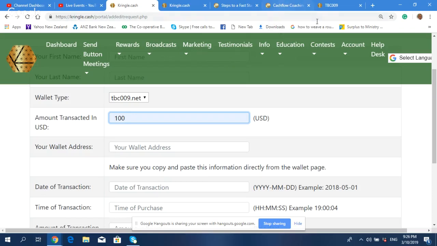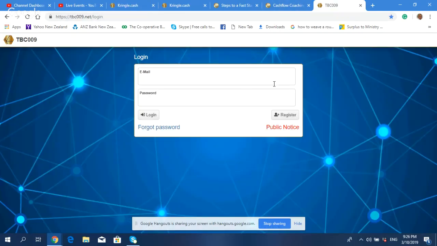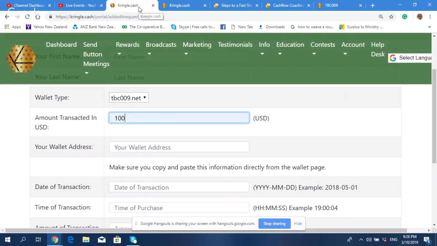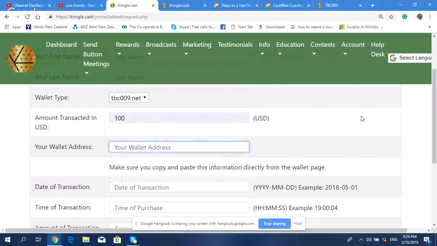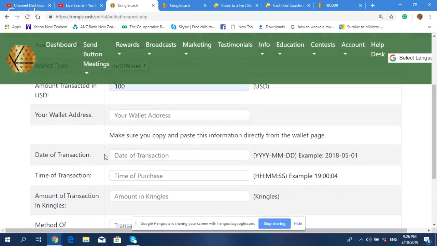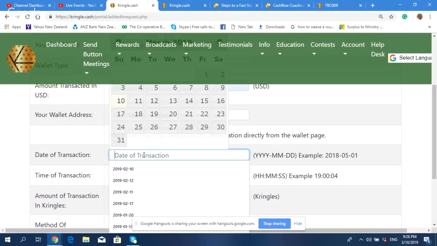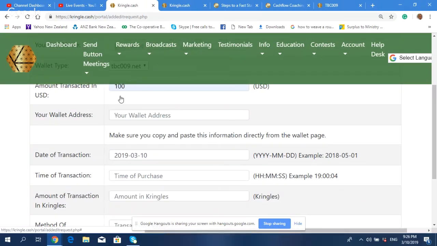Now you go to the 009 wallet, log in with your email address, your password, your login, and you'll see your wallet address pop up on the first page. So you copy and paste that, then go back and paste it in here. Okay, your wallet address. And then the next one is the date of transaction, which will be the 10th.